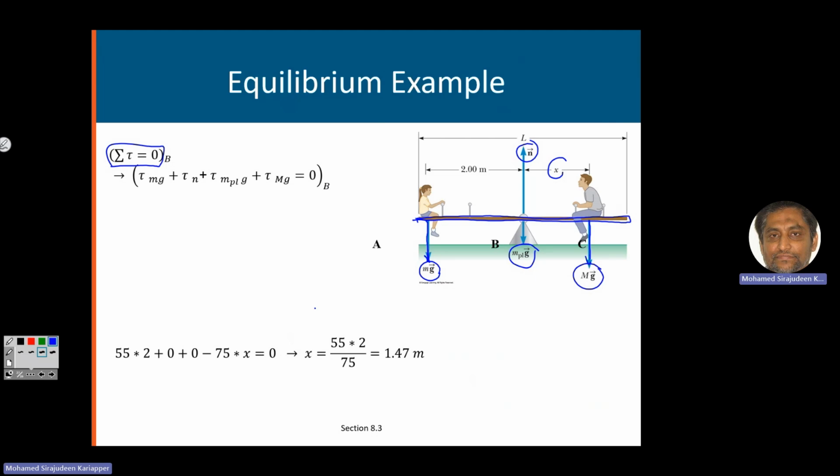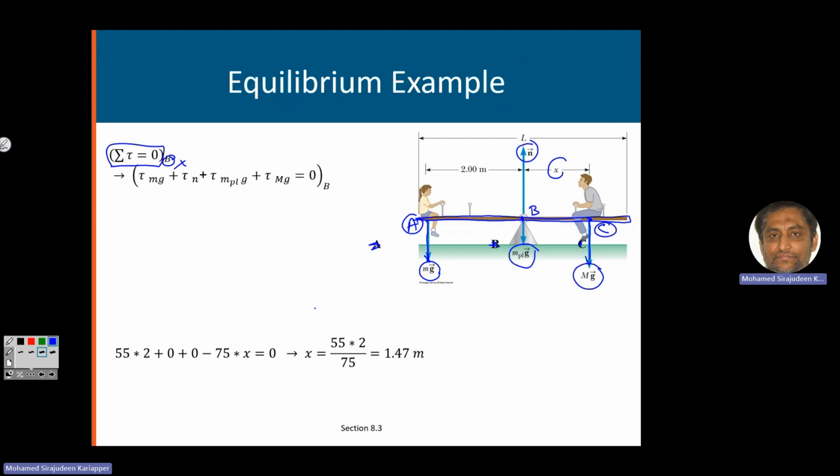Okay, so now it is time to apply this equation. We have to choose which point I am going to apply it on. If it is in equilibrium, I can apply it at any point. So this point is called the point A, this point is called the point B, and where the man is sitting, the point C. These are the 3 points that we can possibly apply this equation.